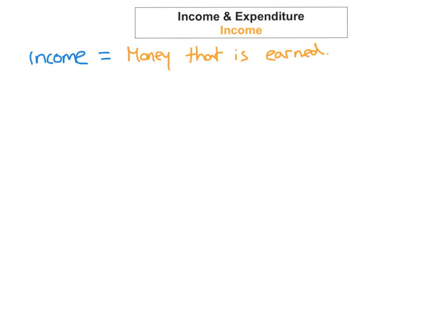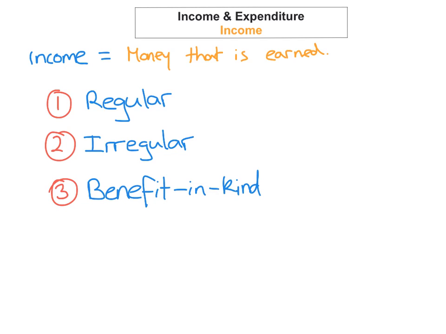So first of all, we're going to look at what is income. The definition of income is money that is earned, usually from a job, from work. There are three different ways in which you can receive income: regular income, irregular income, and a third one called a benefit in kind.